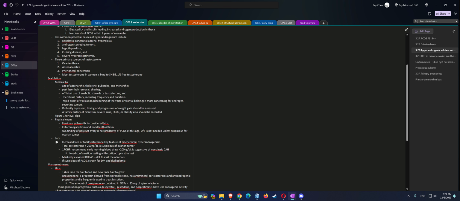Is there a way to quantify the hirsutism, or how do you diagnose someone who has hirsutism? There's the Ferriman-Gallwey scoring, which assesses the hair distribution pattern.